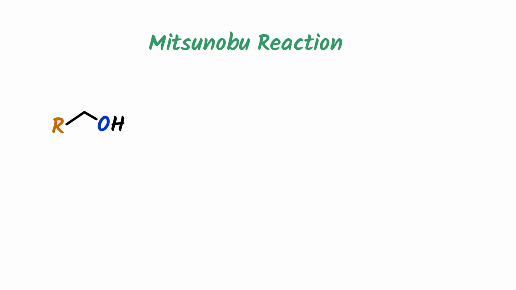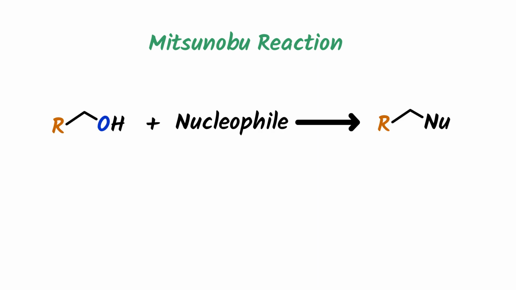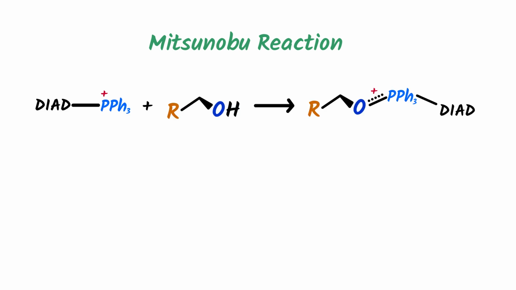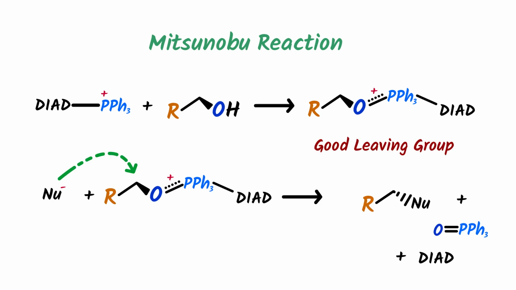In this reaction, an alcohol reacts with a nucleophile such as a carboxylic acid, phenol, or phthalimide in the presence of triphenylphosphine and DIAD. Mechanistically, triphenylphosphine and DIAD activate the alcohol, converting it into a good leaving group. The nucleophile then attacks from the opposite side in an SN2 reaction, giving the product with inversion of configuration.